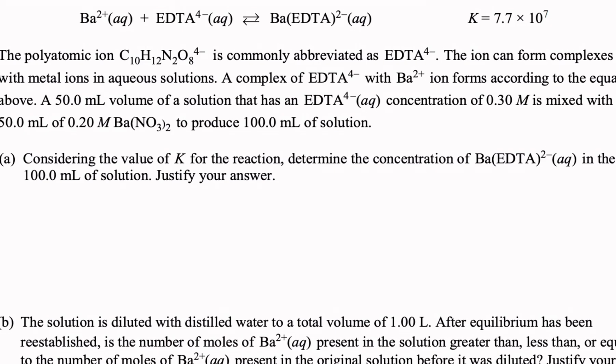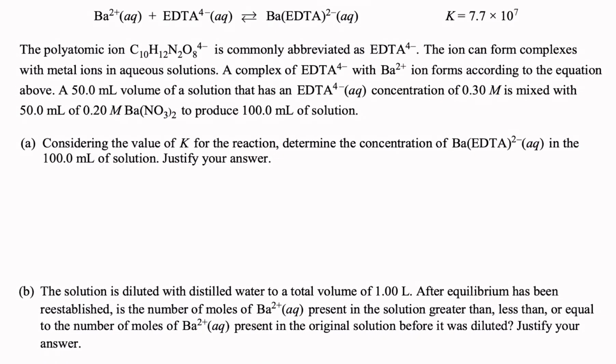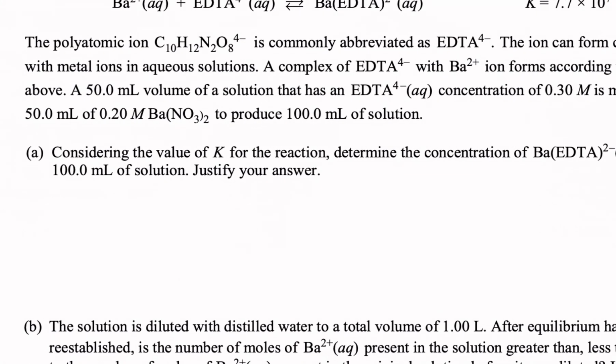The only thing I think worth knowing is that you'll see them sometimes, and they have really big K values. They're usually very favorable to form. It says we got a polyatomic ion, and it forms complexes with barium. They give us a volume and a molarity of that ion. They give us another volume and a molarity of the barium, the other reactant, and it combines to make a 100 ml solution. Considering the value of K, what's the concentration of the barium complex ion in the solution?